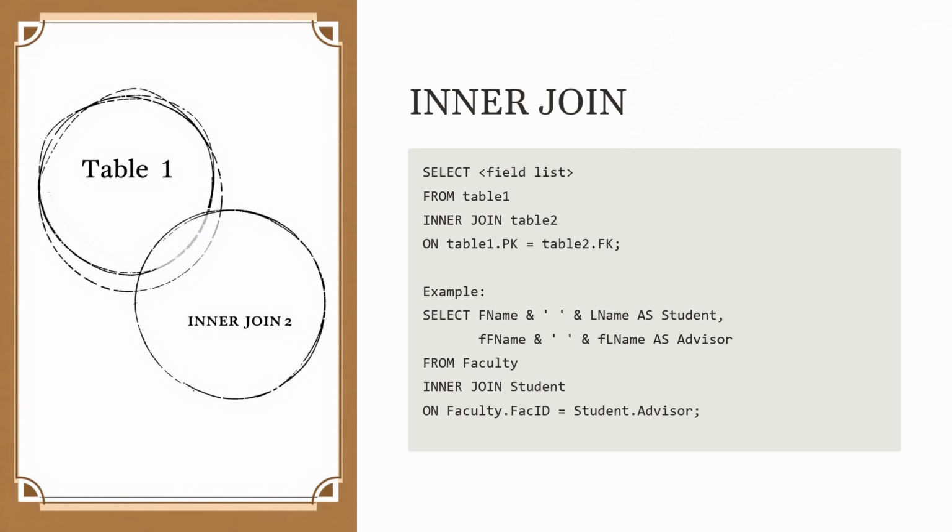In the example here, we select the first name and last name as student, and then faculty name as advisor, from faculty inner join student on faculty ID equals student's advisor. This will retrieve students and their assigned faculty advisors. So we use inner join when we only need matching records from both tables.